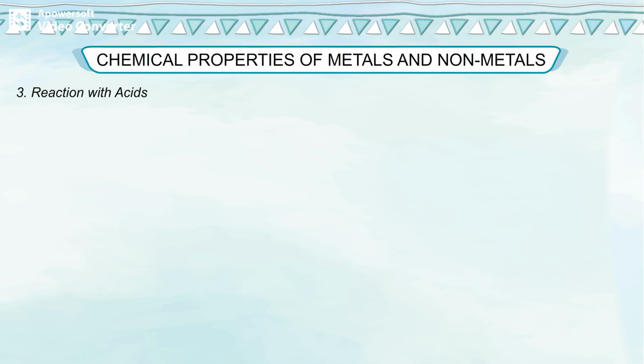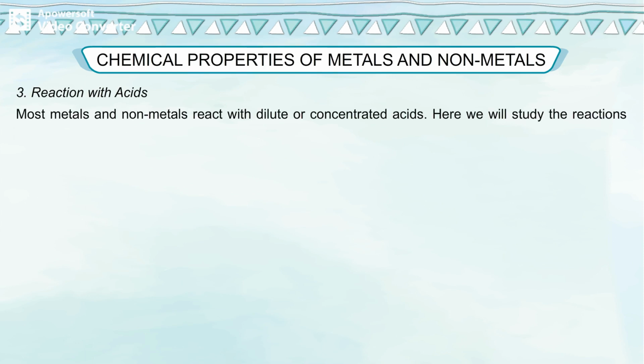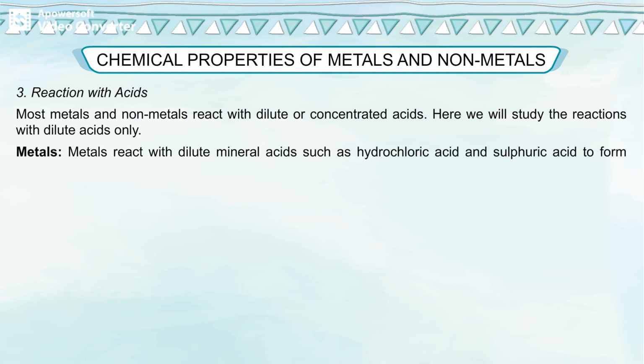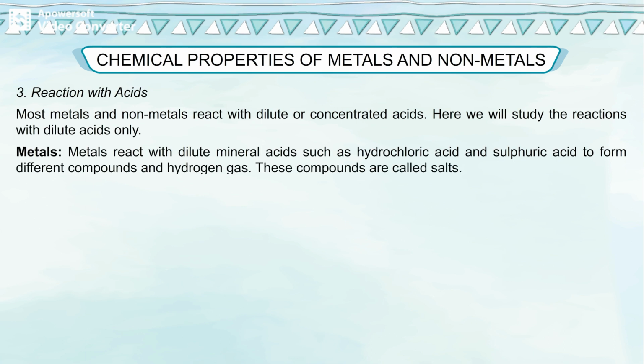Reaction with acids. Most metals and non-metals react with dilute or concentrated acids. Here we will study the reactions with dilute acids only. Metals react with dilute mineral acids such as hydrochloric acid and sulfuric acid to form different compounds and hydrogen gas. These compounds are called salts. Metal plus dilute acid gives salt plus hydrogen gas.